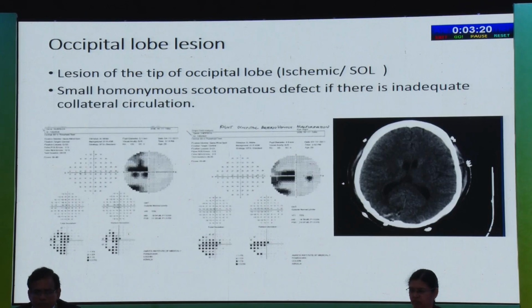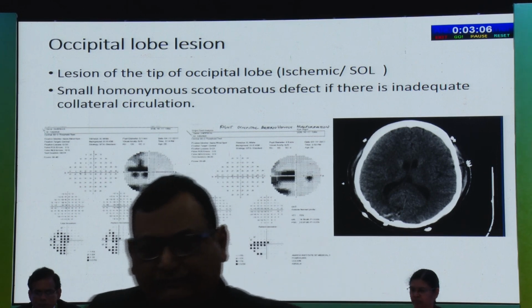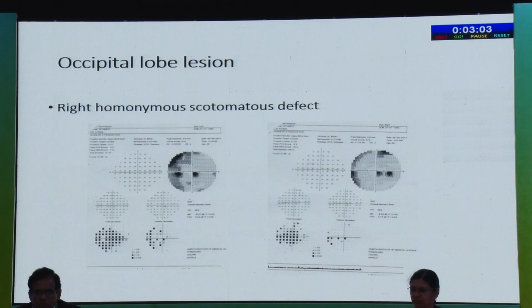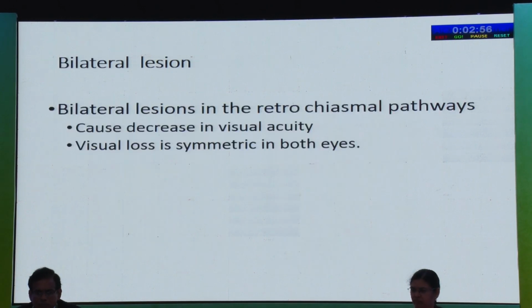A lesion of the tip of the occipital lobe can be due to an ischemic or space occupying lesion. We can get a small homonymous scotomatous defect if there is inadequate collateral circulation. Here again you can see a right homonymous scotomatous defect due to ischemia. A bilateral lesion in the retrochiasmal pathway causes a decrease in visual acuity, and the visual defect is usually symmetrical in both eyes.